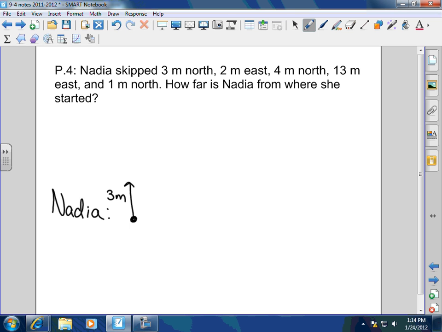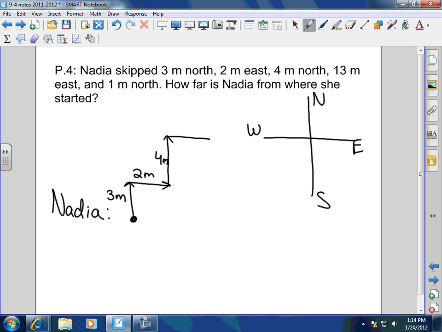Then she went east 2 meters. If you don't know what east is, remember this, guys. Never eat soggy wheat, or never eat soggy waffles, whatever. Now, so she went 3 meters north, 2 meters east, 4 meters north, 13 meters east, and then 1 meter north.